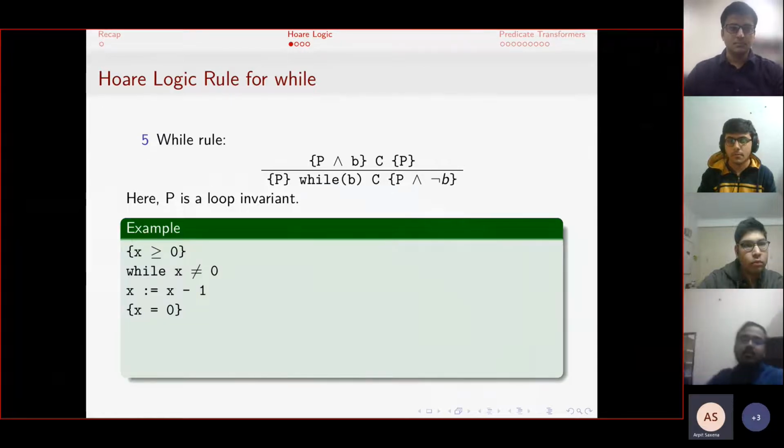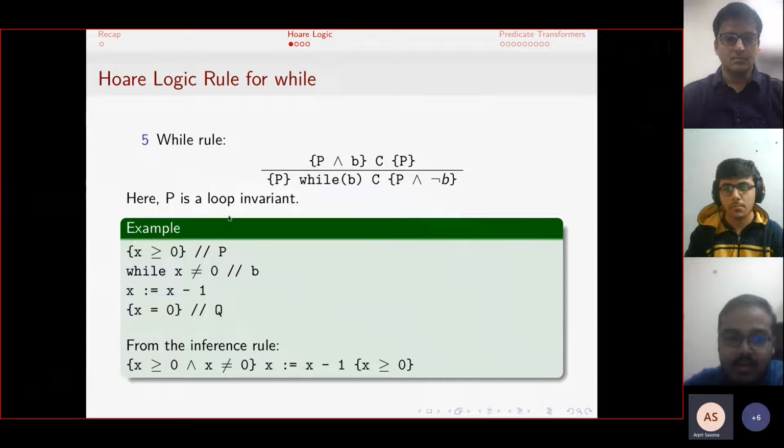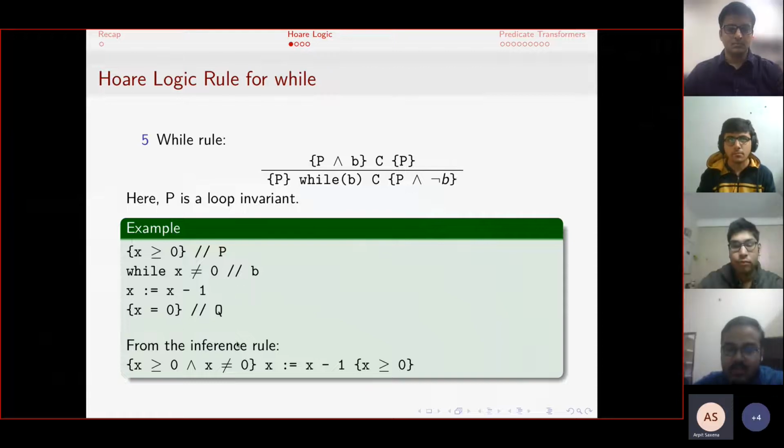We're looking at an example. The precondition is x not equal to 0, and while x is greater than or equal to 0 and x is not equal to 0, we are decrementing x by 1. The postcondition we have to show is that x equals 0. We can do pattern matching similar to what we had here and take this as P, the postcondition as Q and this as B. From the inference rule, we can show that the triple {P and B} C {P} holds. We can also show that P and not B, which is x greater than or equal to 0 and x equal to 0, implies Q, which is x equal to 0.